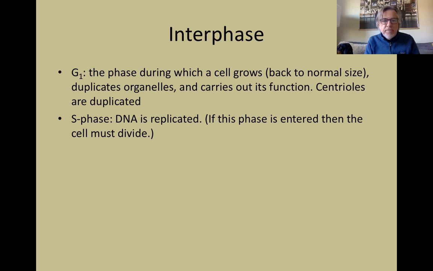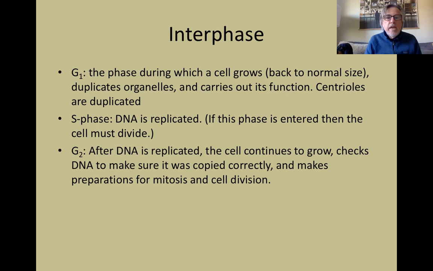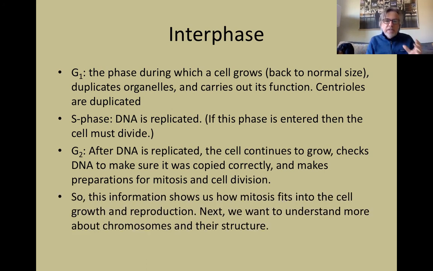Then in the S phase, DNA is replicated. If the DNA becomes replicated, then the cell is going to have to continue through mitosis and cell division. In G2, after DNA is replicated, the cell continues to grow. It checks the DNA to make sure it was copied correctly so that it tries to eliminate mutations and makes preparation for mitosis and cell division. This information shows us how mitosis fits into cell growth and reproduction.